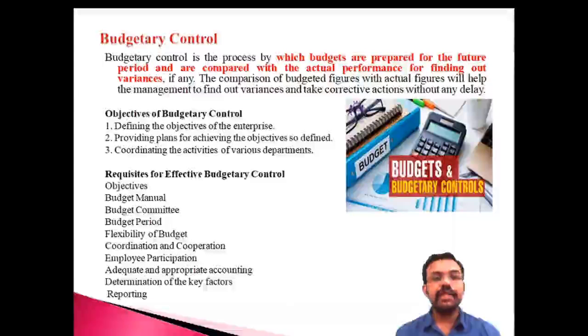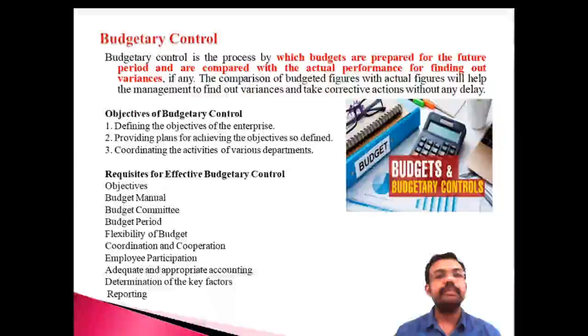Second, provide the plans for achieving the objectives so defined. There are objectives, and you must provide certain plans for achieving them. The second one is providing the plan for achieving your objectives. And the third one is coordinating the activities of the departments. The third important element is coordinating the activities in the various departments.